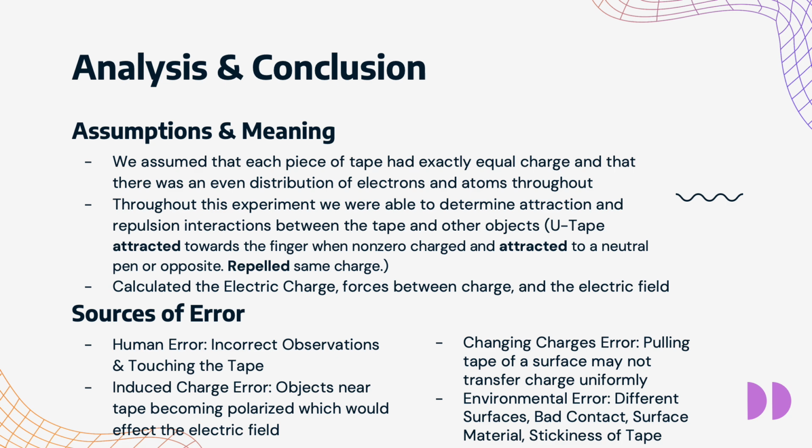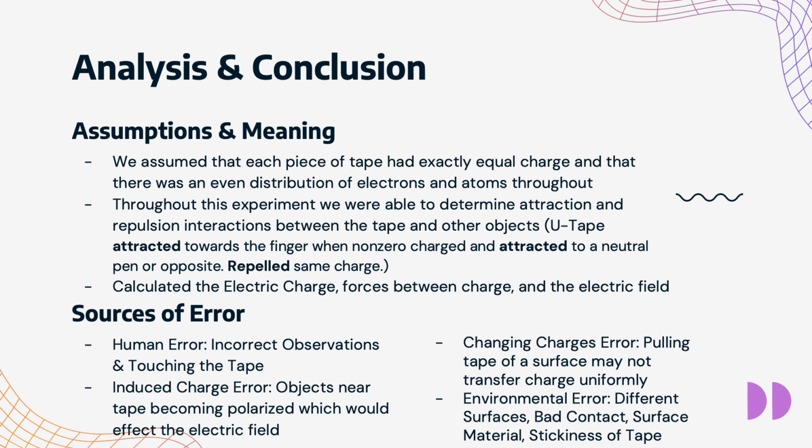A few sources of error I found were, first, human error. This could have been incorrect observations or touching the tape. We have the induced charge error. Objects near the tape would become polarized, which may have affected the electric field. It may not have, but it could have.